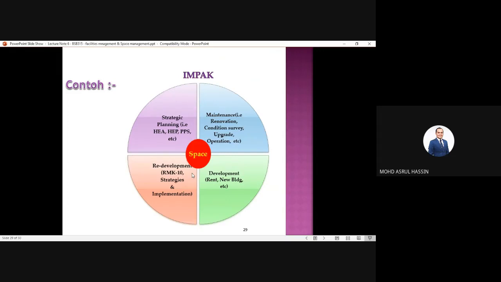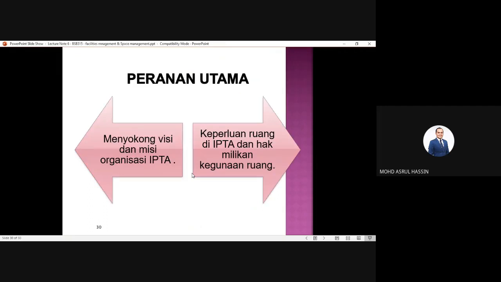Here are examples of impacts on space: maintenance, renovation, condition survey, upgrading, operations, development, renting, or whether we need a new building, redevelopment, or strategic planning from the academic side, the students, or others. So the main objective of space management is to support the vision and mission of the organization. For example, IPTA, the public higher learning institution, and the space needs of private and public higher learning institutions, space ownership, and space usage.